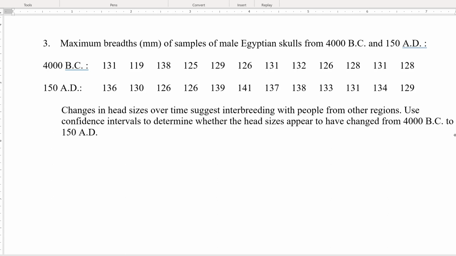What they did is they have a bunch of skulls from back then. They measured the breadth, so how wide the skull was. Here they measure the breadth of people from 150 AD. Was there a significant change between these?